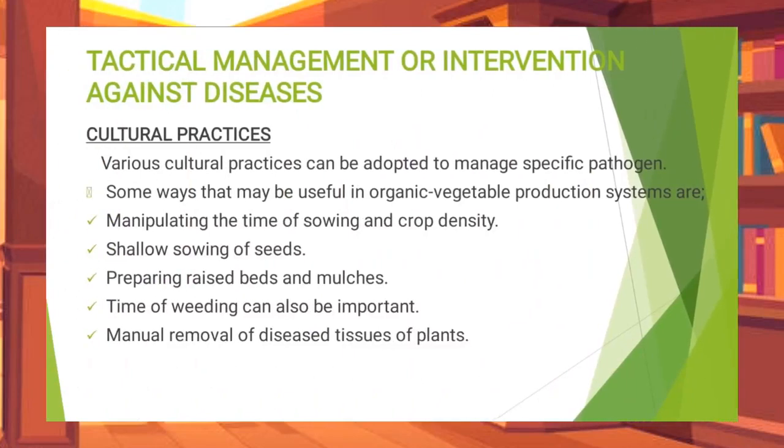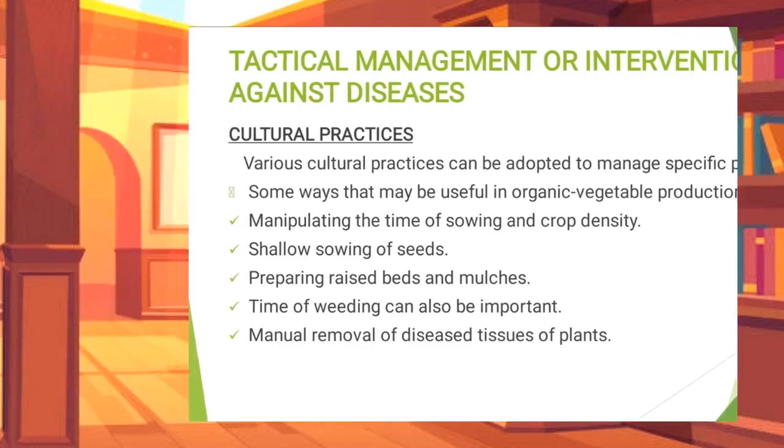Tactical management or intervention against diseases. Cultural practices. Various cultural practices can be adapted to manage specific pathogen. Some ways that may be useful in organic vegetable production systems are manipulating the time of sowing and crop density. So, shallow sowing of seeds, so preparing raised beds and mulches. Time of weeding can also be important. Manual removal of diseased tissues of plants.